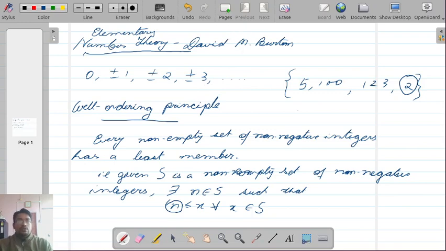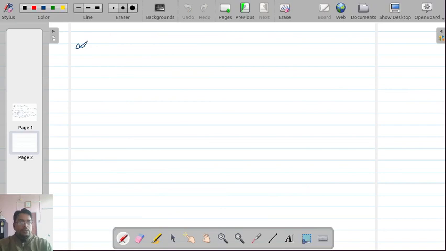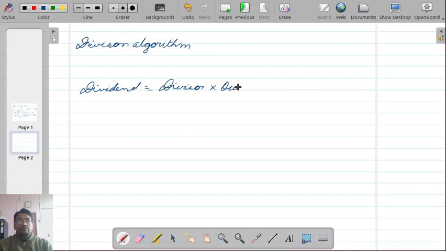One of the important results is the division algorithm, which you have done at school level also. All of you have done this, but not in much detail. You have done it in this form: dividend equals divisor into quotient plus remainder.